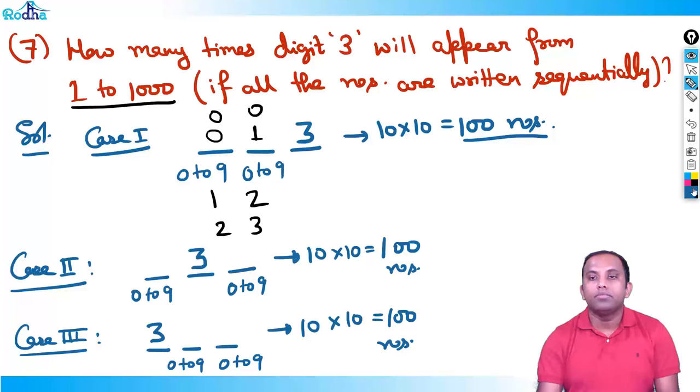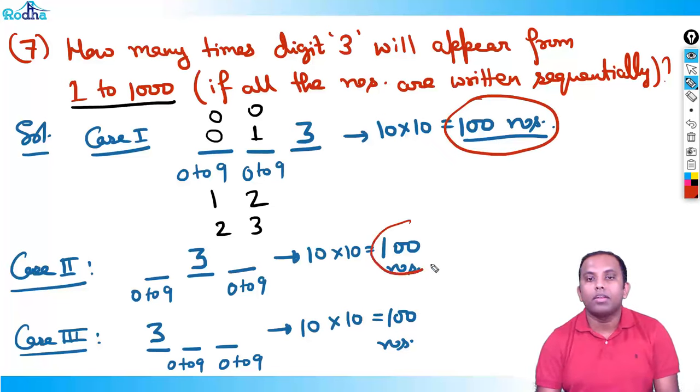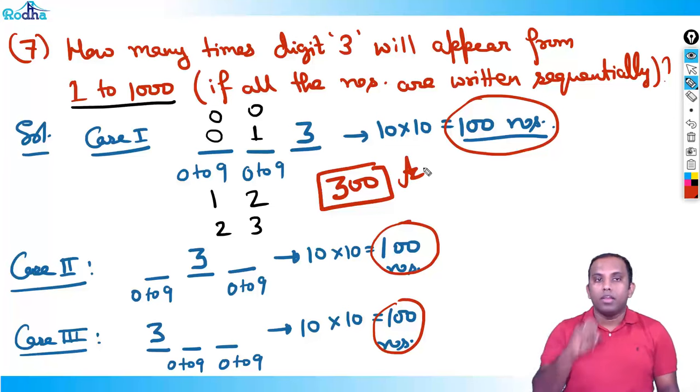So 100 plus 100 plus 100. What is the answer? The answer is 300. So how many times will digit 3 appear from 1 to 1000? The answer is 300, as simple as this.